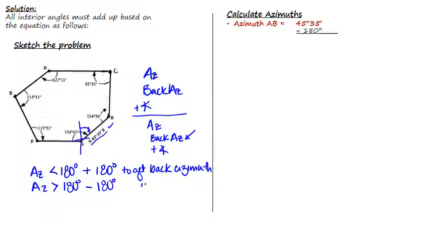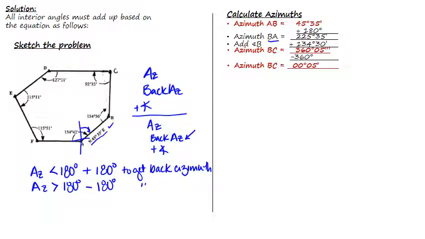Here's our azimuth. It's less than 180, so we're going to add 180 to get the back azimuth. So it's going from A to B, now B to A is the back azimuth. Add an angle. We're going to add the angle at B. Okay, so we're going to get the azimuth from B to C is 360 degrees and 5 minutes. We know that can't be greater. Typically, we don't work with anything greater than 360, so we're going to subtract 360. So our azimuth from B to C, from here to here, is the 5 minutes.